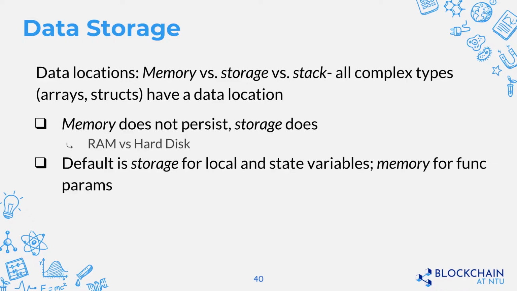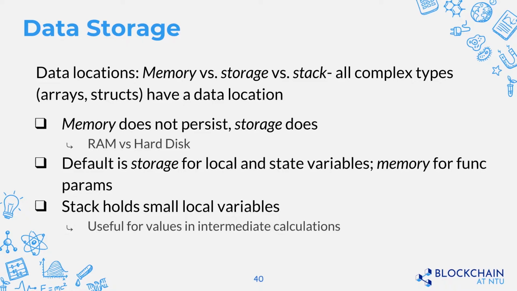So the default is storage for local and state variables. And then for your function parameters, whatever you put into the function parameter is usually stored in memory. And the stack will hold small local variables that are used when you're doing your calculations inside the function itself. They are useful for values in intermediate calculations.